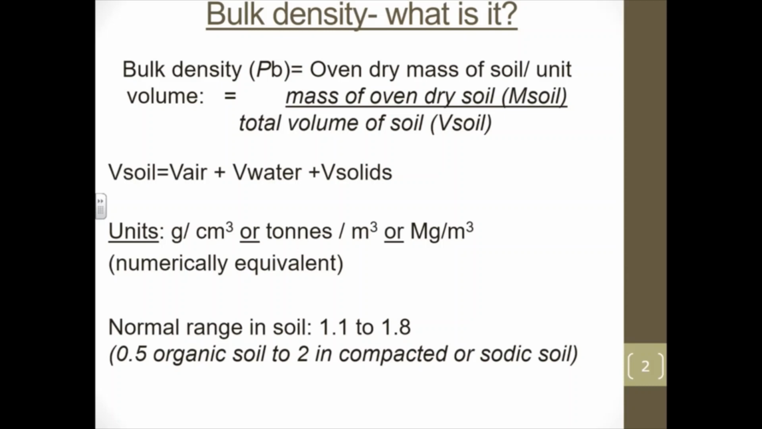Normal range, typically 1.1 to 1.8. 1.1 could be quite a fair amount of organic soil. At 1.8 you're starting to get some compacted soil that feels more like concrete. You can get soil down to about 0.5 if it's a highly organic soil, and up to 2 if you've got, say, a sodic subsoil. The normal range is that.